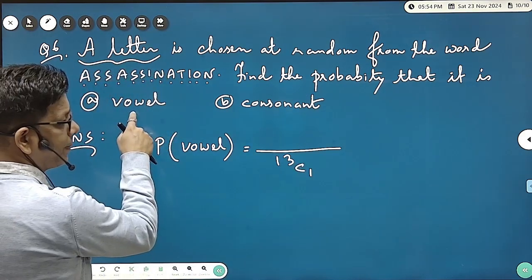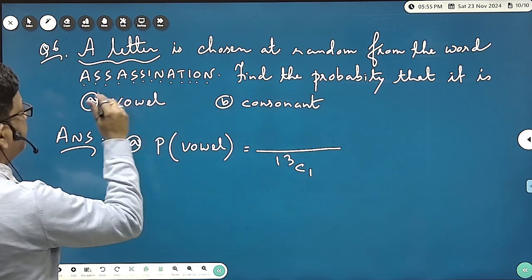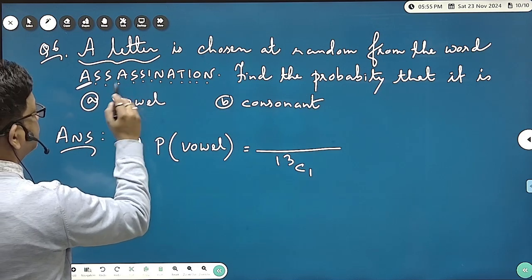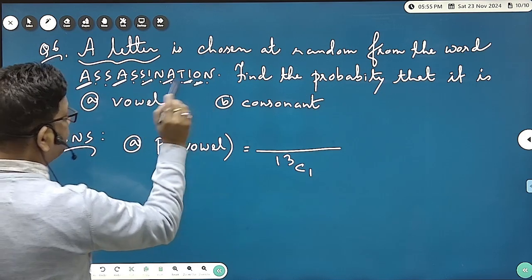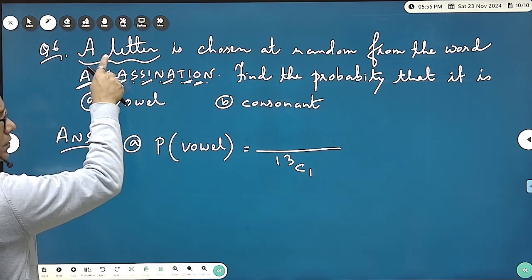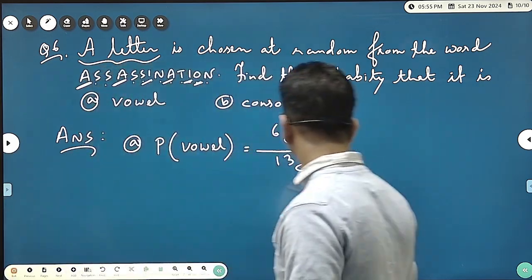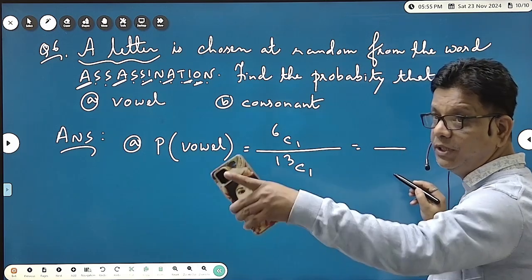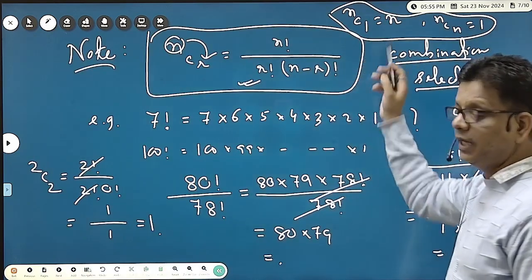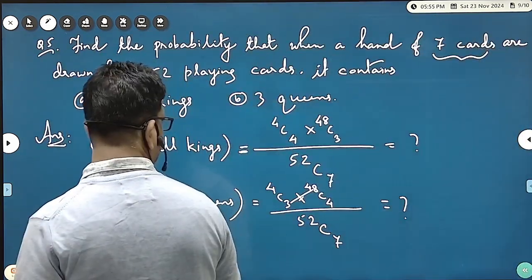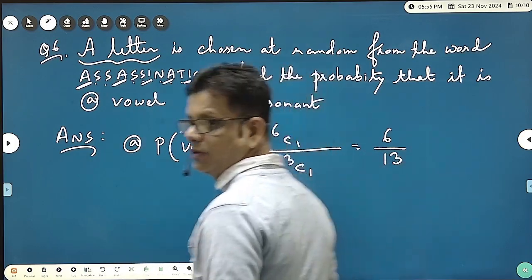What is chosen? A vowel. How many vowels are there? You find it. So 1, repetition is also there, you have to count, 2, 3, 4, 5. Out of these 6 vowels, how many letters are chosen? What do you have to write? 6C1. Okay, fine. 6C1 is how much? nC1 I gave just now, nC1 is n. So 6C1 is 6, divided by 13. Okay, done.